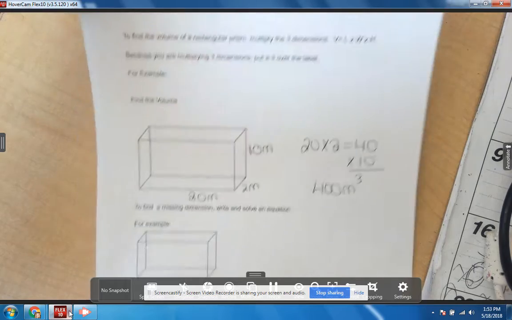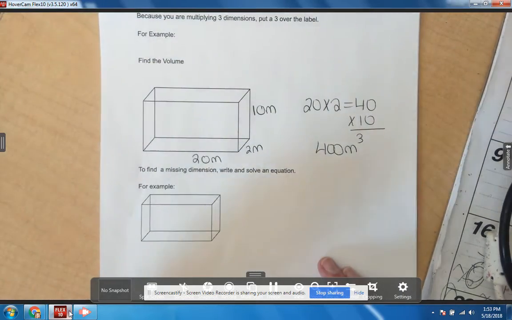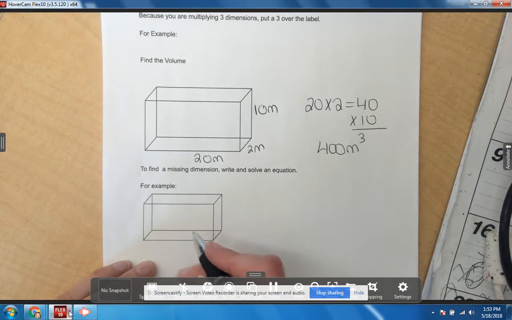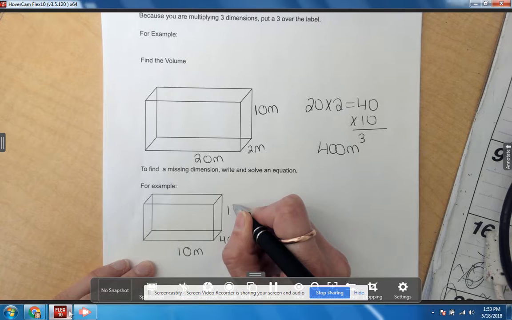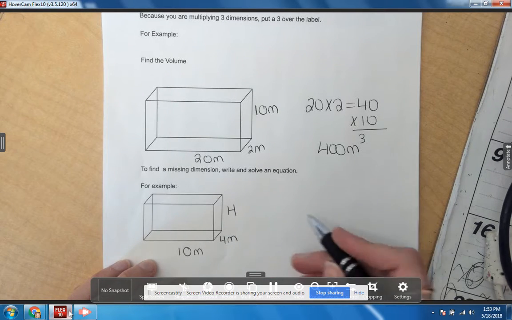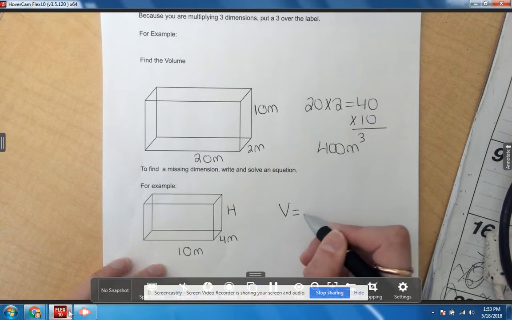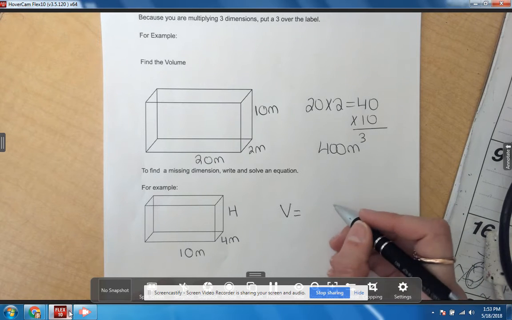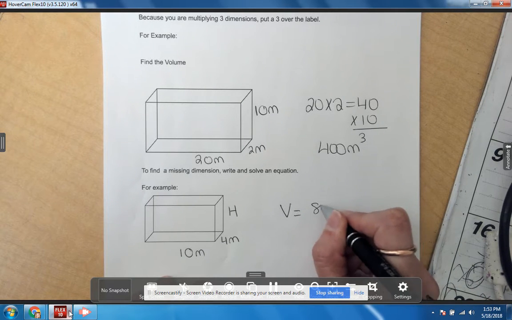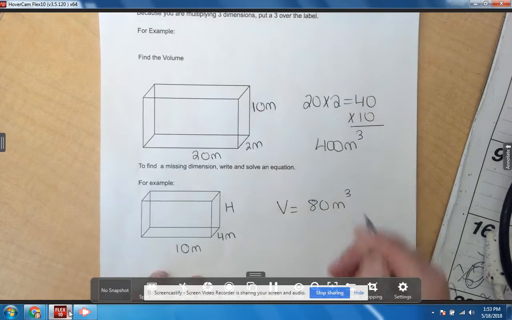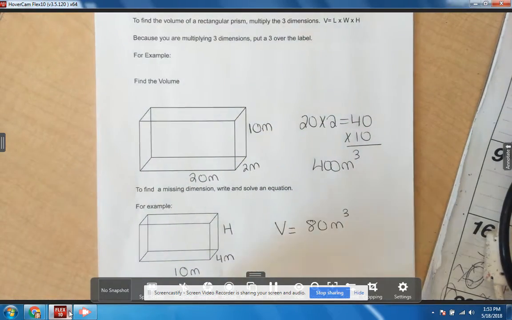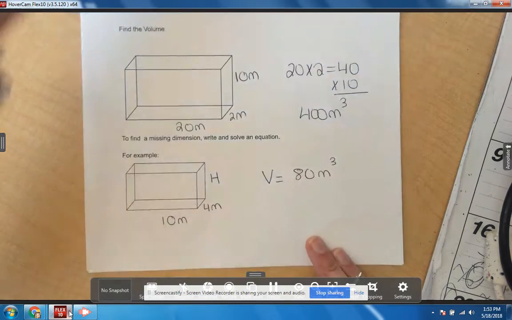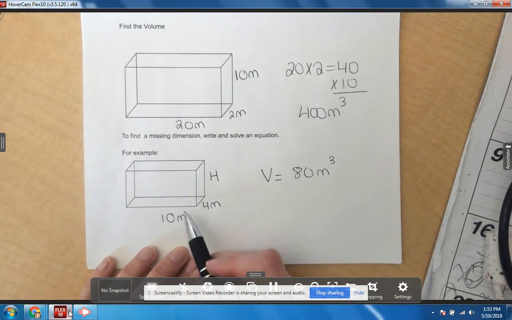All right. Here's how you would find a missing dimension. So we're going to do some of these in a little bit. Let's say that this is 10, this is 4, this I don't know what it is, so I'm going to put an H for height, but the volume of this rectangular prism is, let's see, 80 meters cubed. So we're doing it backwards now. We have 2 out of the 3 measurements, and we know what the volume is, so we have to find the missing number. So what you do is multiply what you have.